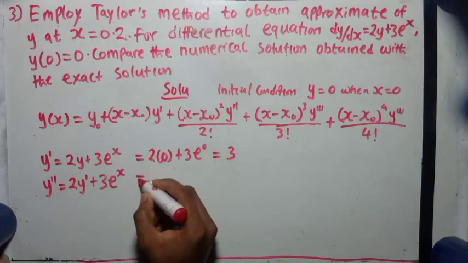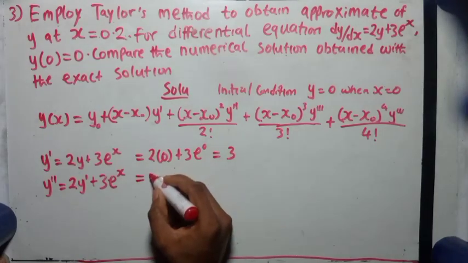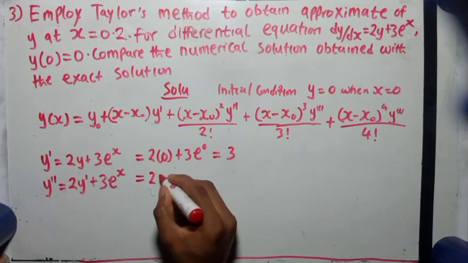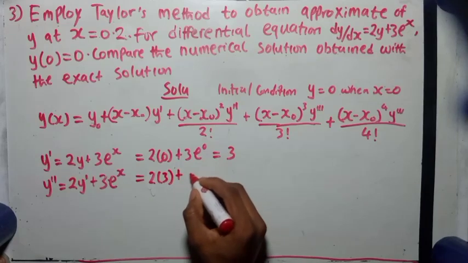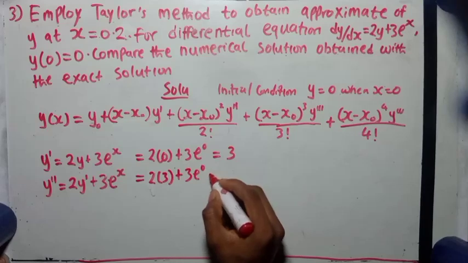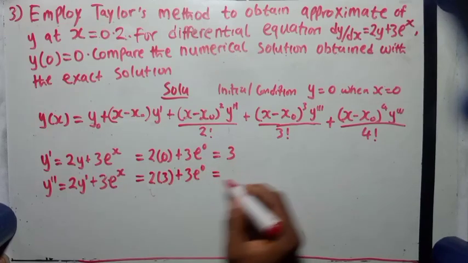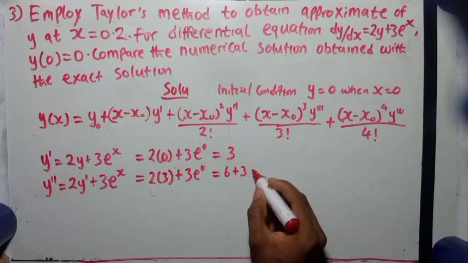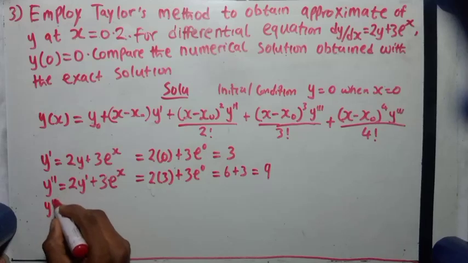Now we substitute our values. Our y prime, we've got it to be 3. We add this to 3 exponential raised to power x, which is 0. Here we have 2 times 3, which is 6, plus 3, which gives us 9. That is the second derivative.